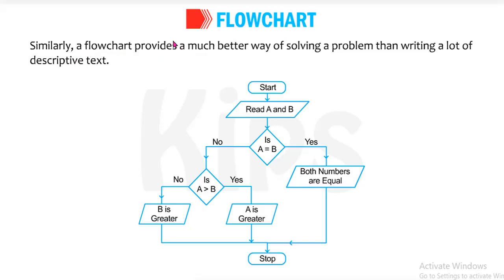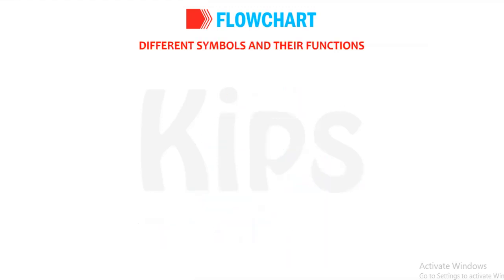Similarly, flowcharts provide a much better way of solving a problem than writing a lot of descriptive text like essays. The algorithm which you have written in text, we are converting to a flowchart because it is easy to understand. I will explain this flowchart. Before that, I am going to explain the symbols and their functions in flowcharts. We will see what the symbols are, and their names and purposes.